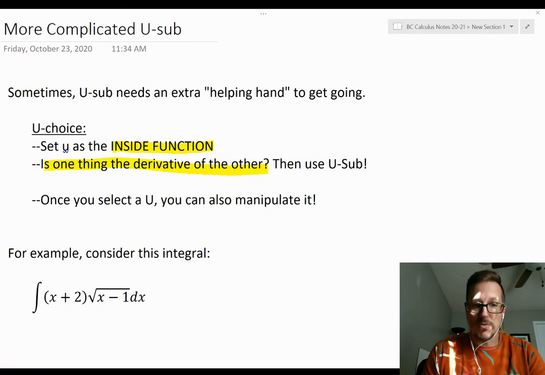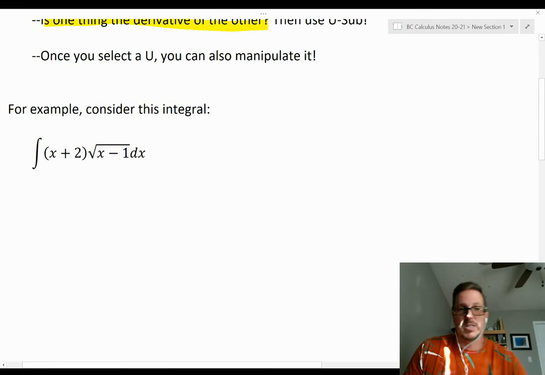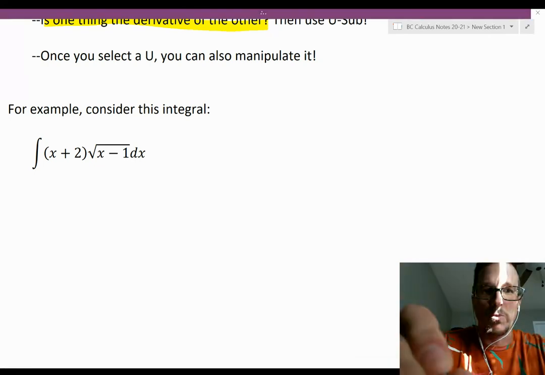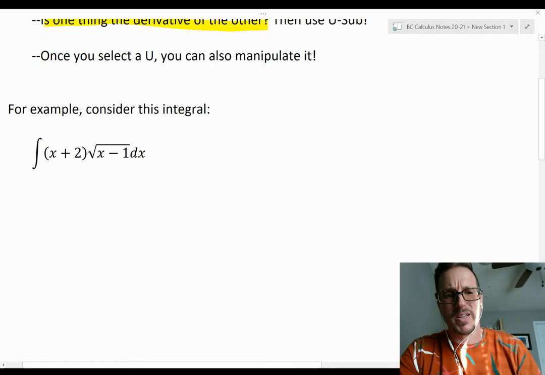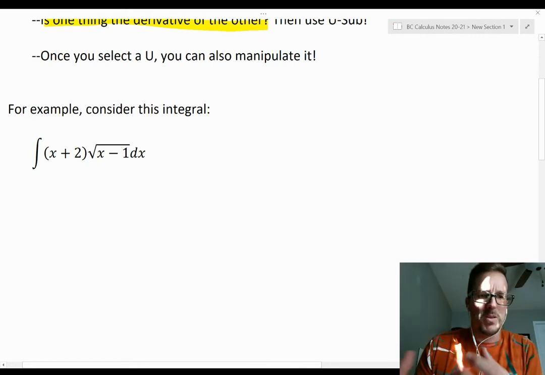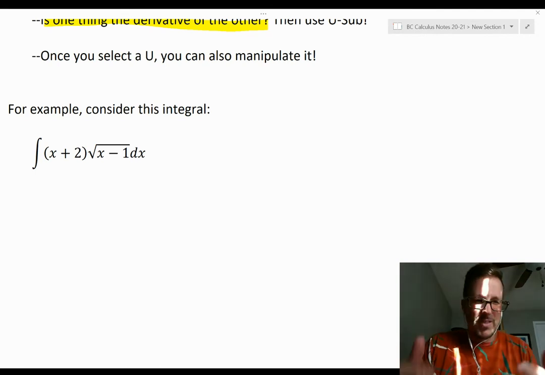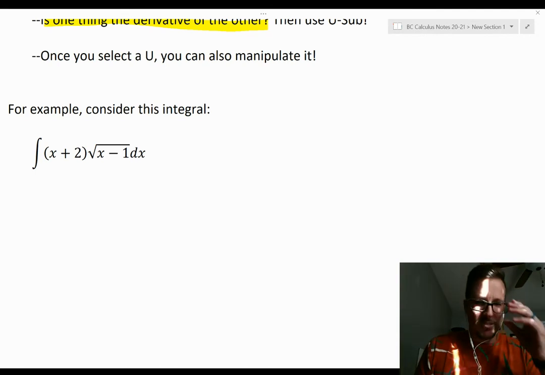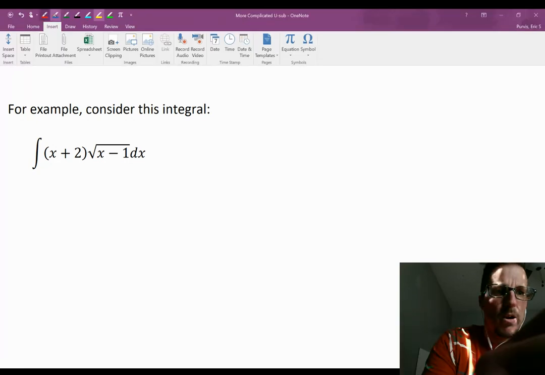So let's start off with the integral of x plus 2 times the square root of x minus 1. Can't really do anything with this algebraically. Can't send x plus 2 into the radical. Can't distribute the radical to the x plus 2. There's nothing here that's the derivative of anything else. So we kind of feel stuck with how to proceed.